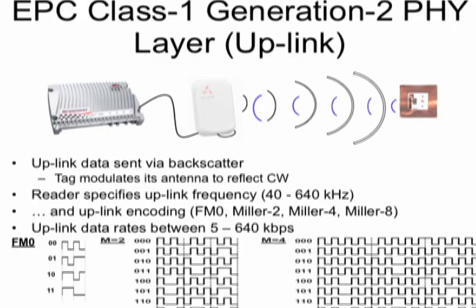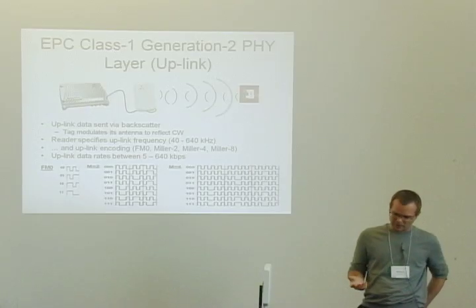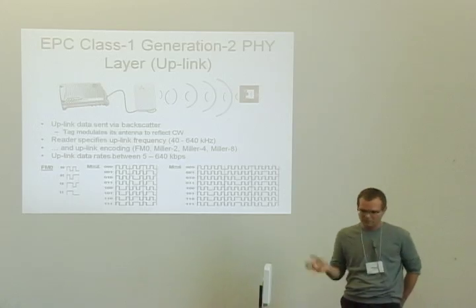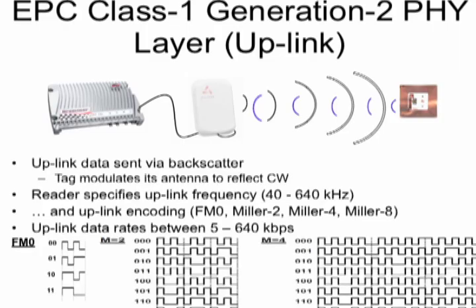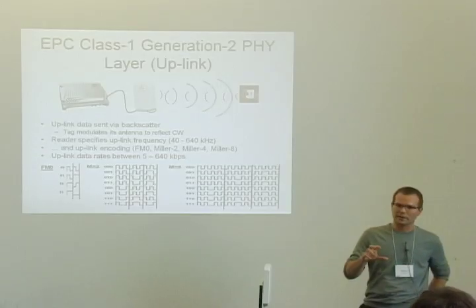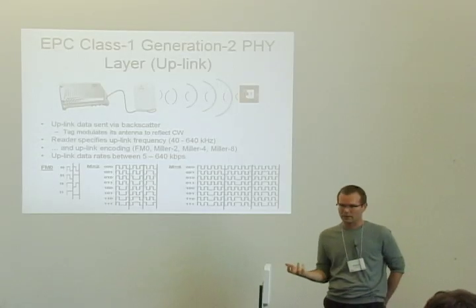But then that's not very resilient to noise. If just one of those transitions gets confused by the reader, then it's going to misinterpret a bit, which has motivated the Miller encoding, so Miller 2 and Miller 4, for instance, and the WISP uses Miller 4. The idea here is that the link frequency is the same, but there are more transitions per bit. So for Miller 4, there are now 4 times as many transitions, so it's more resistant to noise, but now your data rate actually went down.